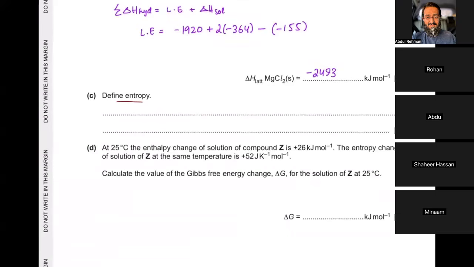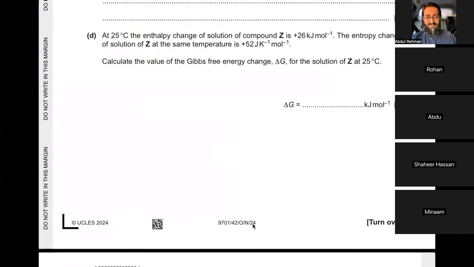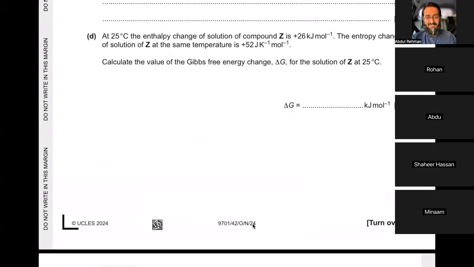Now, define entropy. So if you recall the number of arrangement of particles or energy in the system or the randomness or the degree of disorderness in the system is entropy. I'm not going to write the definitions, okay? Now, next part. At 25 degrees Celsius, the enthalpy change of solution of a compound Z is positive 26 kilojoules. Okay. It is enthalpy change of solution. The entropy change of solution. Okay, so that is entropy change.